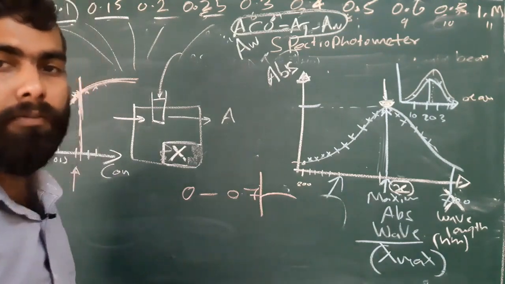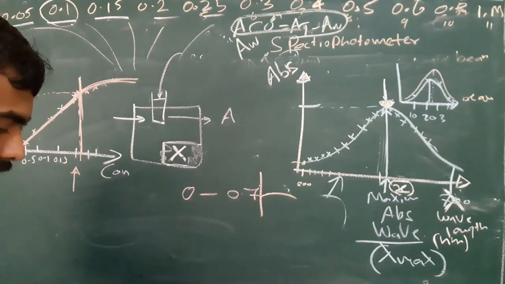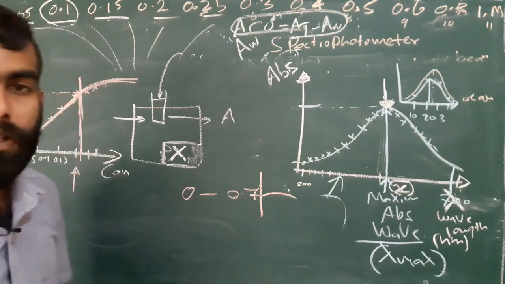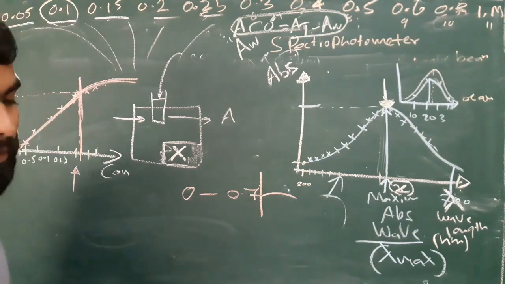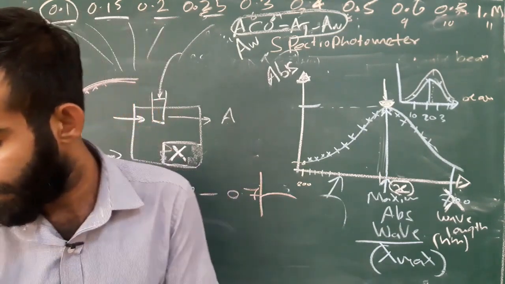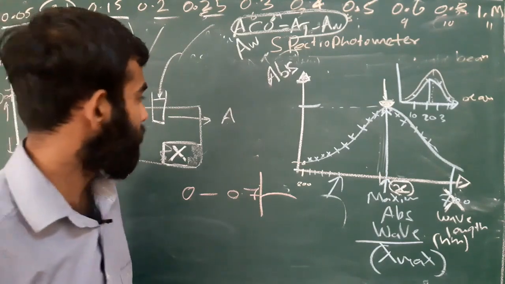Loss of linearity of this curve means it will not obey the Beer-Lambert law anymore. That's the thing. That's the aim of this experiment. Okay. I think I will explain everything.